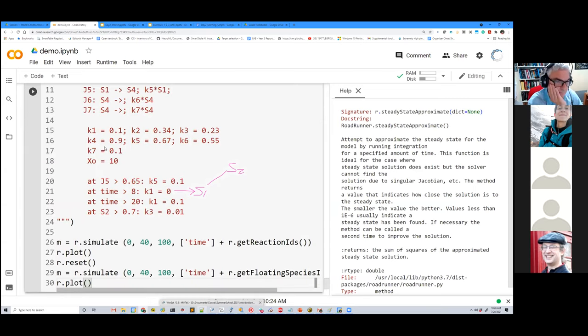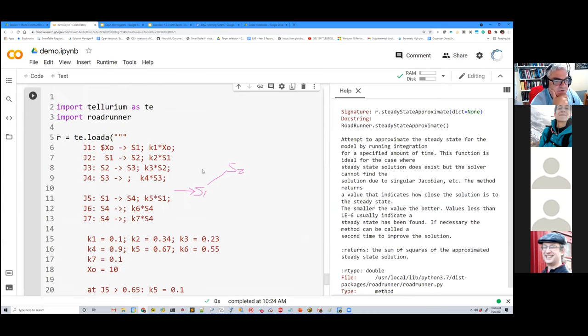All right, so what I've got here is x0 going to S1. S1 goes to S2. S2 goes to S3. And then S3 just disappears and I don't care where it goes, okay? Then I have S1 going to S4. Then I got S4 branching off, going off to nowhere. So this is sort of a branch system, okay?